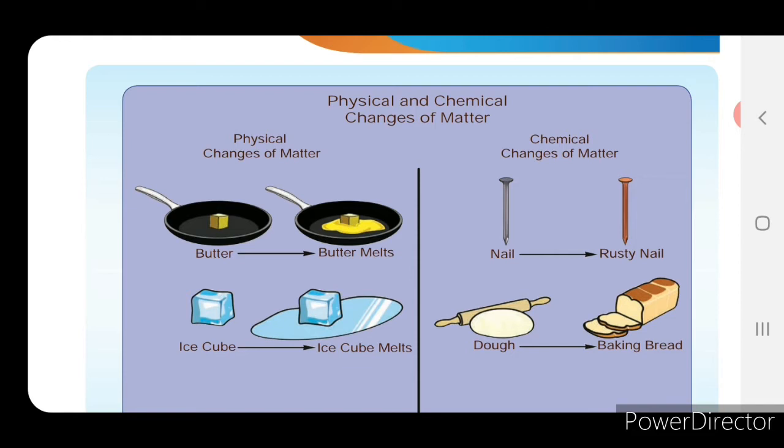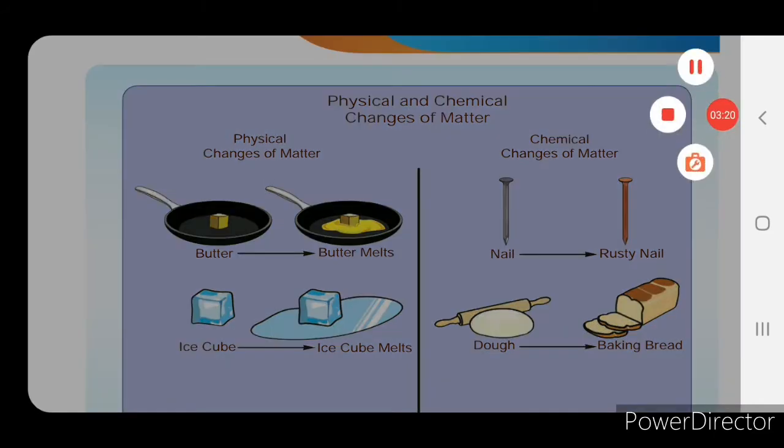Like that, dough is converted into bread. These are some of the examples of chemical changes. By observing this picture, it is very easy to understand that during physical change, the composition will not change, but during chemical change, the composition will change.